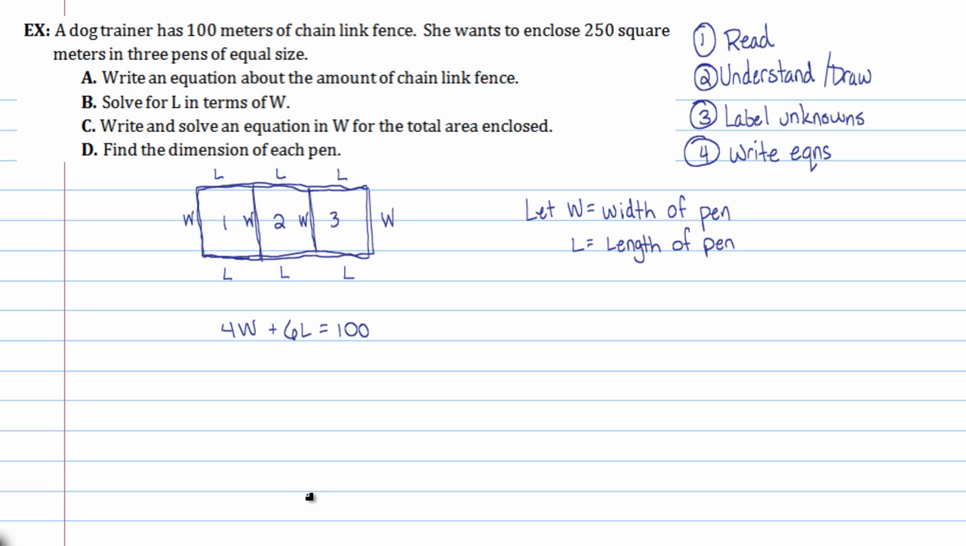The other thing that we're told is that the total area is going to be 250. And remember, the area of a rectangle is length times width. Well, the width of this rectangle is W. But the length is actually 3 of these L's.